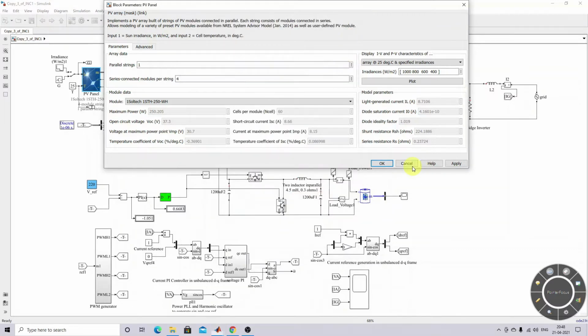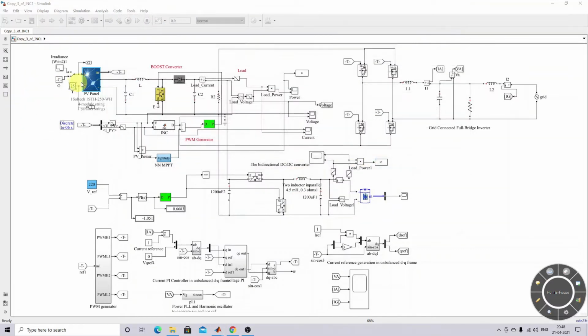Here the panel is considered as a 1000 watts panel. That means 250 into 4, where 4 is the number of modules in series. In order to implement the MPPT algorithm, we must measure two quantities: one is PV voltage and the other is PV current.